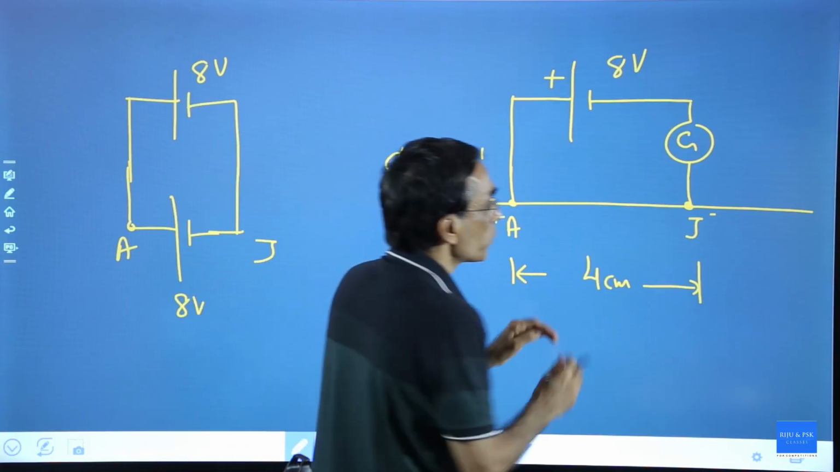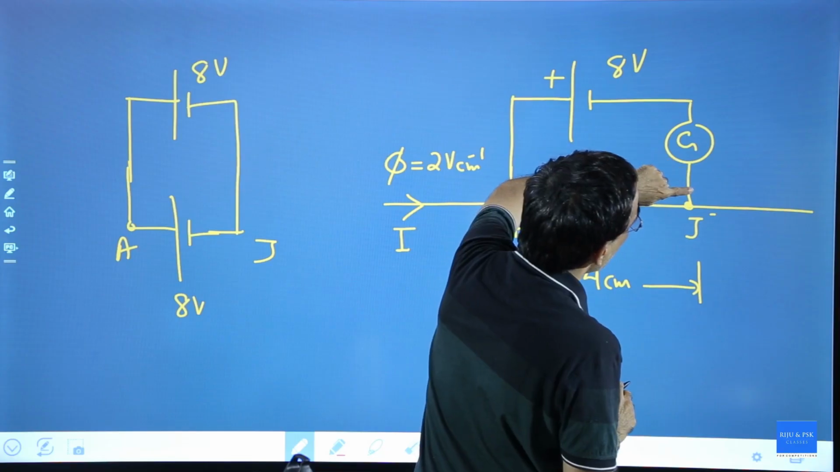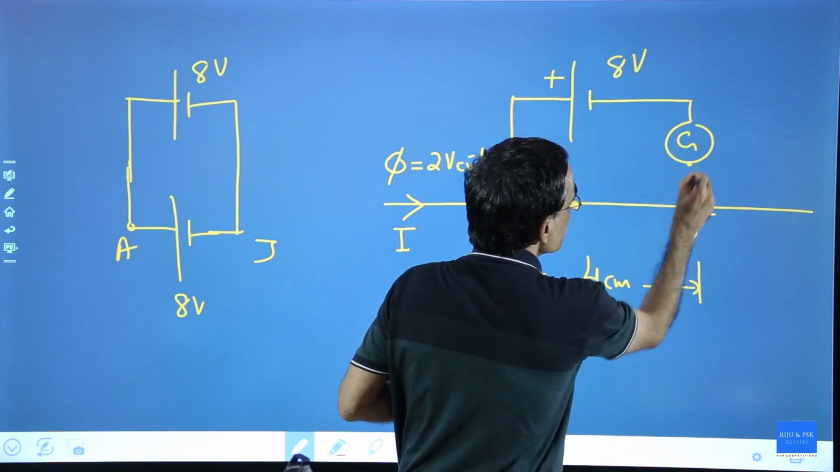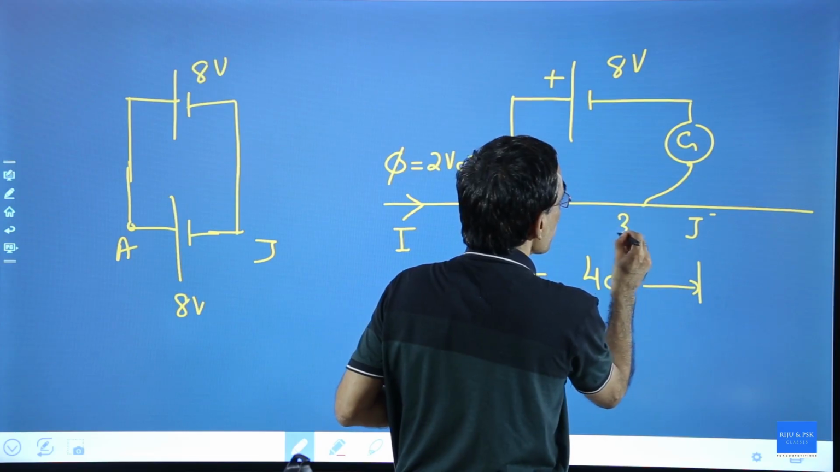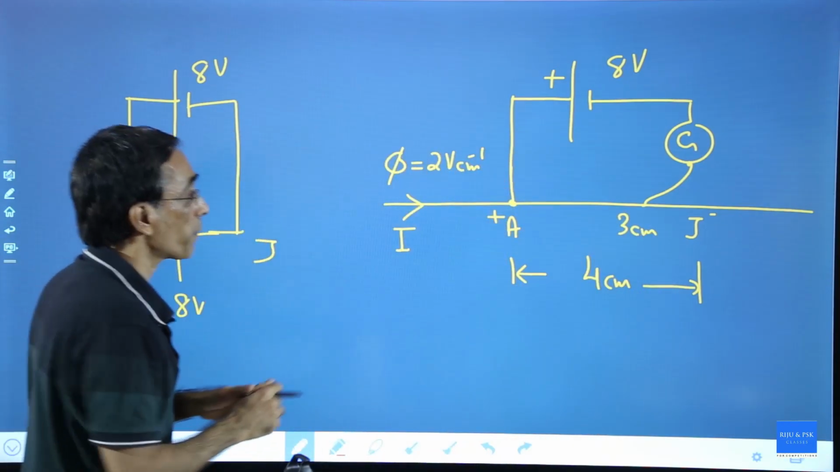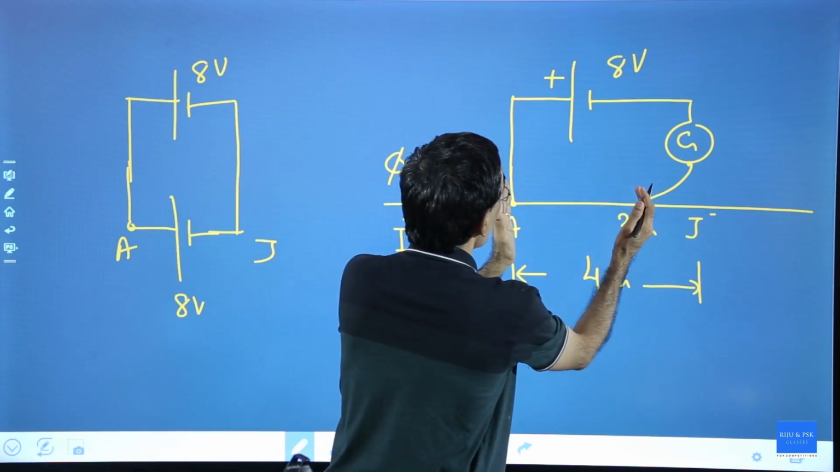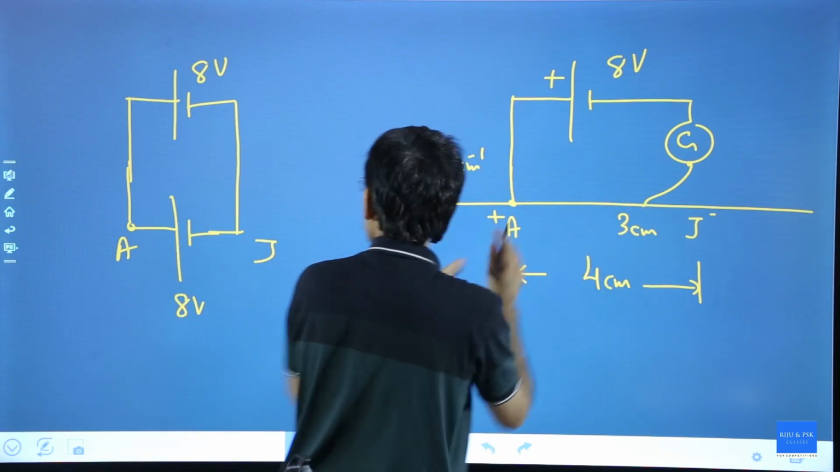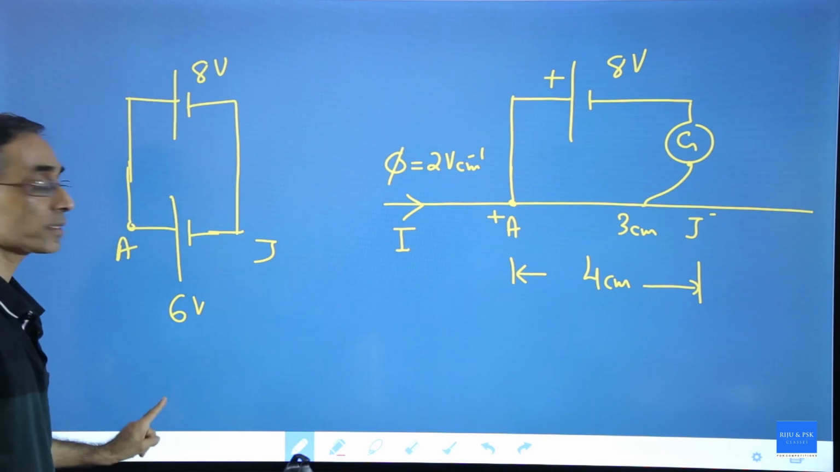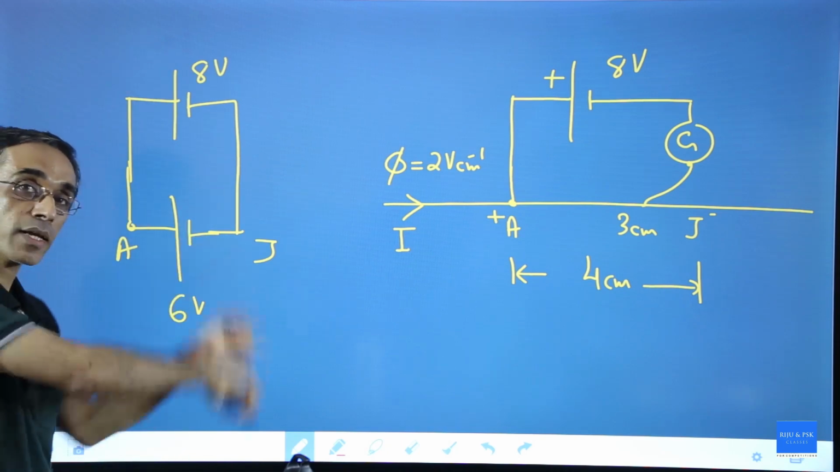Now see what will happen. What will happen if I connect this point here at 3 centimeter? Now you have only 3 centimeter here. 3 into 2, this will give you only 6 volt. What will happen? That is less than this. Current will flow in one direction.